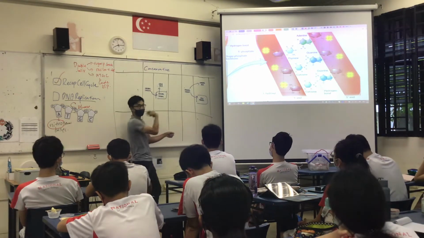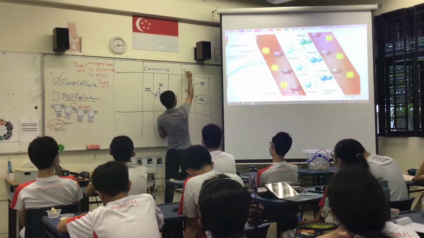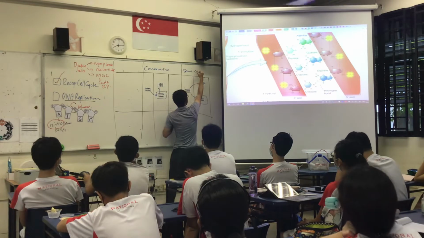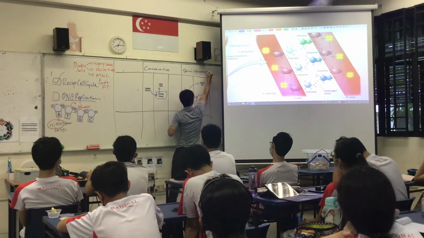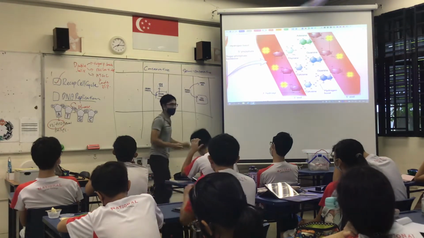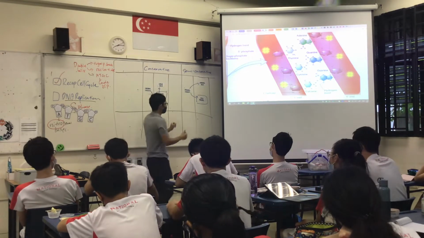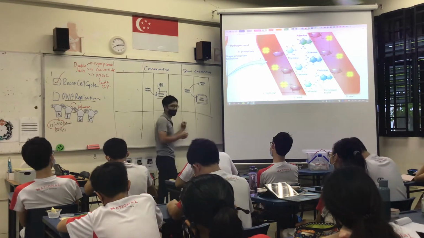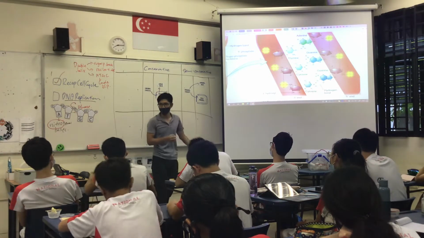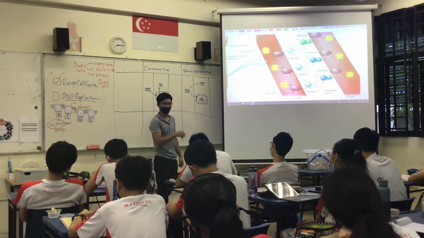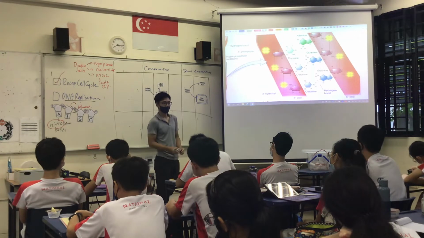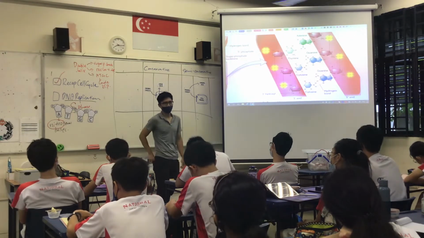This is a contrasting theory, and we call this theory the semi-conservative model of DNA replication. Semi-conservative because the new double helix is only semi-original. Half original, half new. Okay? These were the two theories.